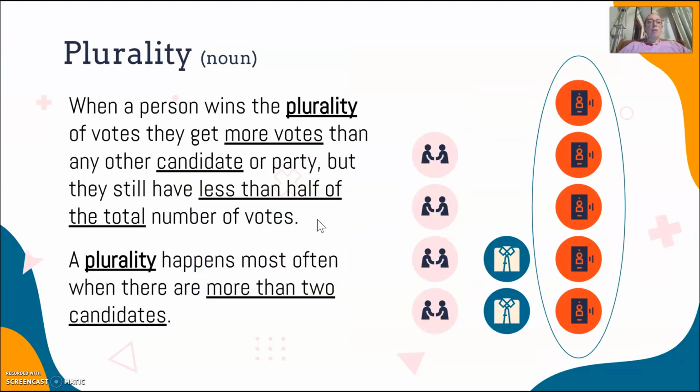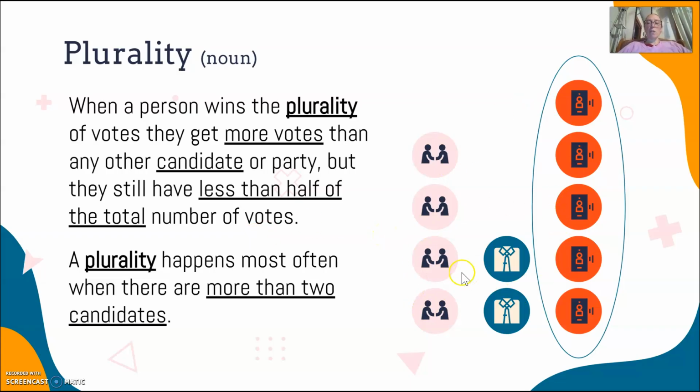The next word is plurality. When you're talking about grammar, you have a plural noun, more than one, right? Plurality is the word for when a person wins the plurality of votes: they get more votes than any other candidate or party, but they still have less than half of the total number of votes. A plurality happens most often when there are more than two candidates.